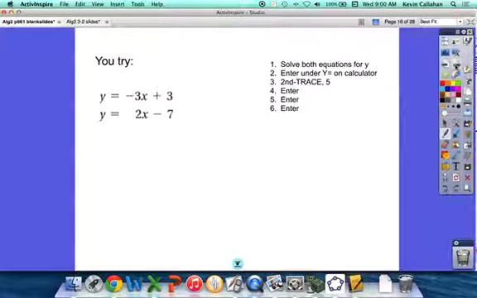No, that's not what we said. We said second, trace, 5. Okay, then you didn't put them in right. Negative 3x plus 3, 2x minus 7. Let's put it back to the middle of the graph. So we go second, trace, 5. Enter, enter, enter. 2, negative 3. So the answer was 2, negative 3.